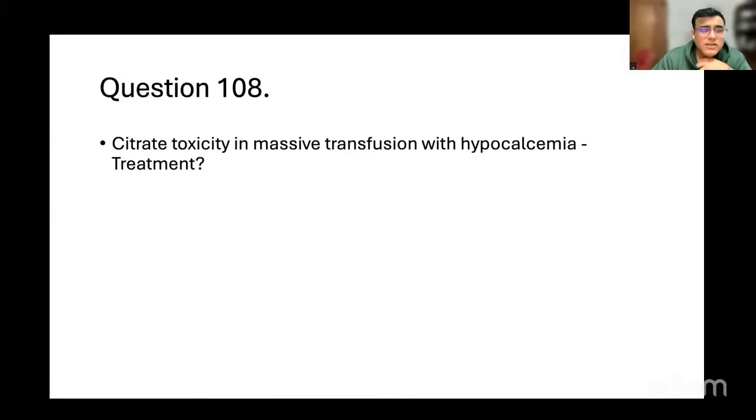Okay. Citrate toxicity in massive transfusion with hypocalcemia, treatment? So you are giving massive transfusion, you have citrate toxicity. Obviously, citrate chelates calcium, so the treatment is calcium gluconate. To prevent it, you give calcium after every 4 units of blood, right? Your ionized calcium goes less than 1, it becomes problematic. To prevent that, you give calcium with every 4 to 5 units of transfusion. That is the mechanism because citrate chelates calcium.